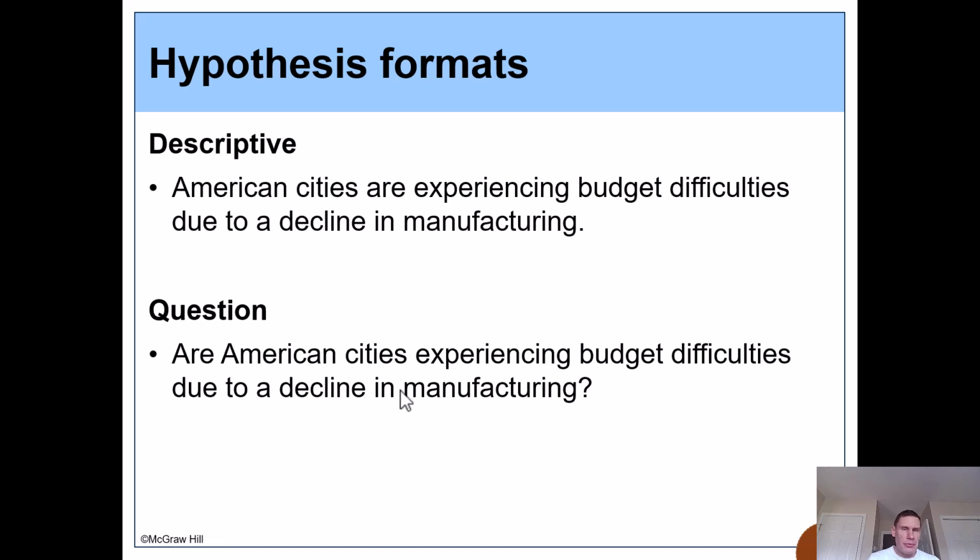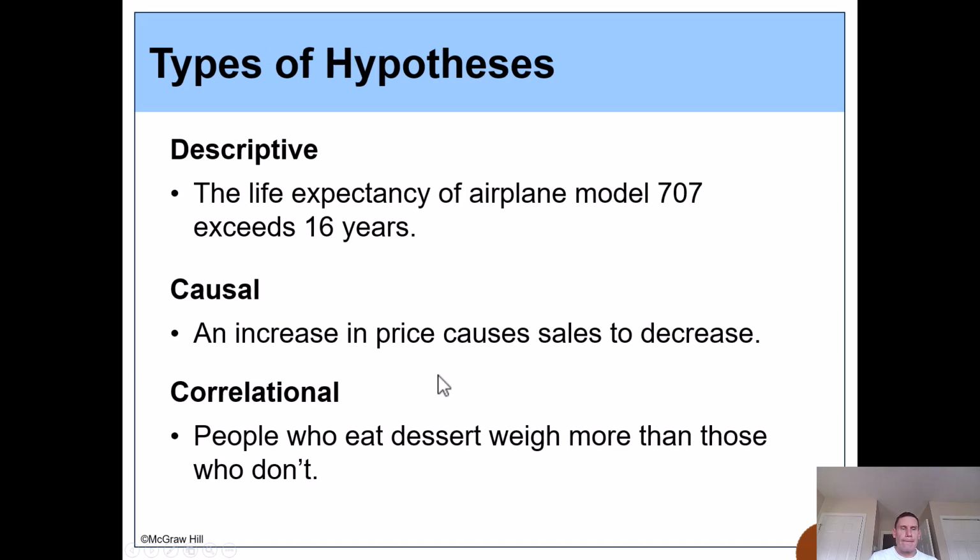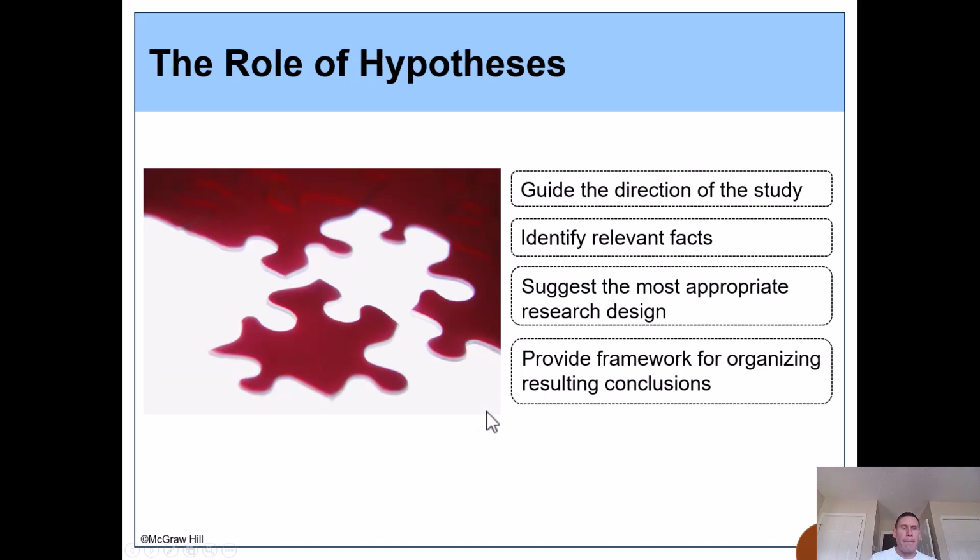Hypotheses could be different types of formats. Descriptive: American cities are experiencing budget difficulties due to a decline in manufacturing. Another example of a hypothesis could be questioning: are American cities experiencing budget difficulties due to a decline in manufacturing? Descriptive: the life expectancy of airplane model 707 exceeds 16 years. The causal could be: an increase in price causes sales to decrease. And correlational: people who eat dessert weigh more than those who don't.